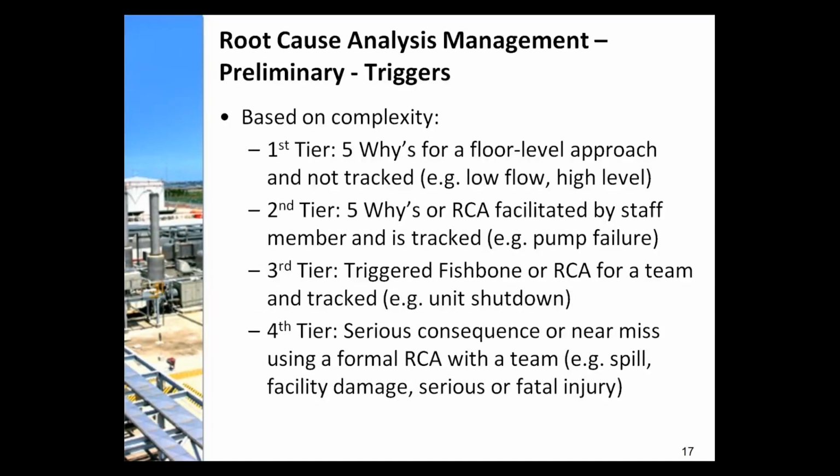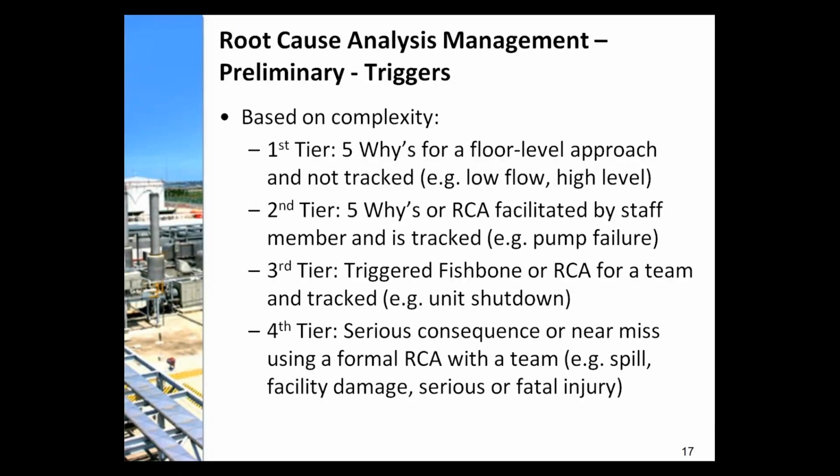Sometimes there's one done on complexity. This is one I particularly like. Tier 1 is the use of 5 whys, and Tier 2 is 5 whys or an RCA facilitated by a staff member and it is tracked. Tier 3 is a triggered fishbone or an RCA for a team. And Tier 4 is a serious consequence or near miss where there's a formal RCA.